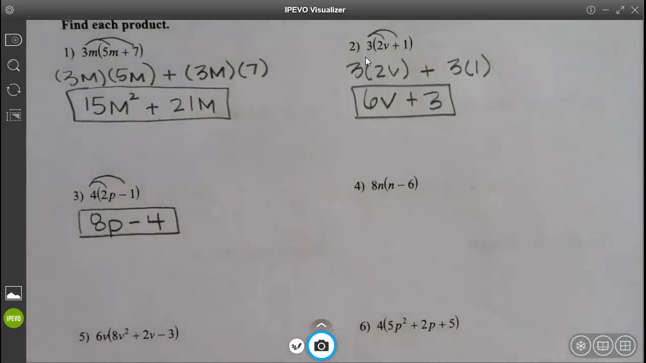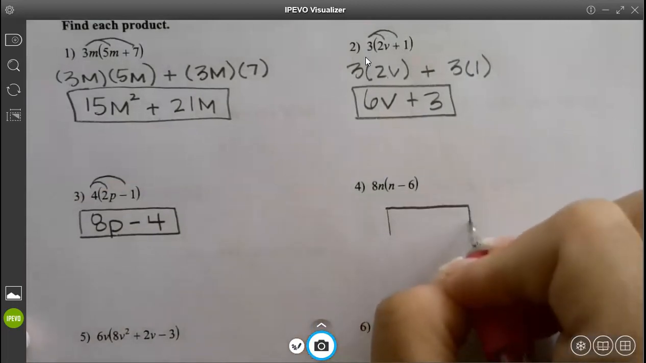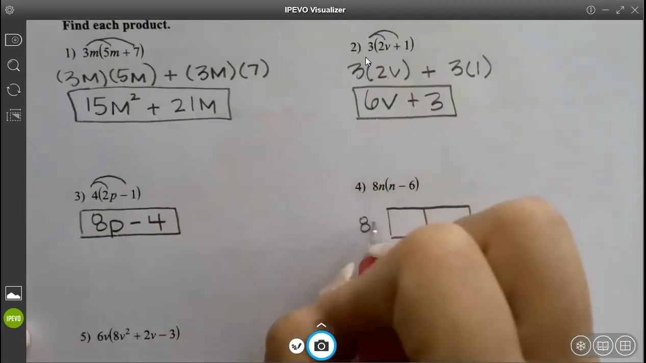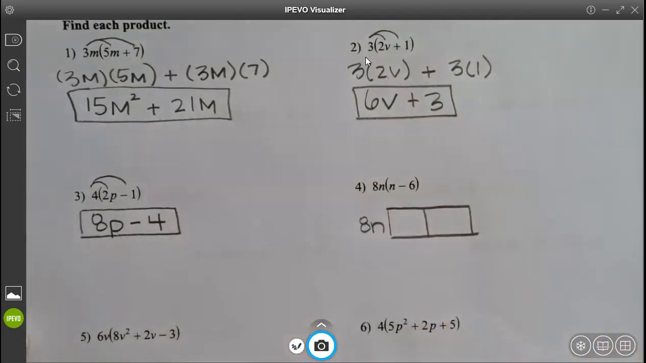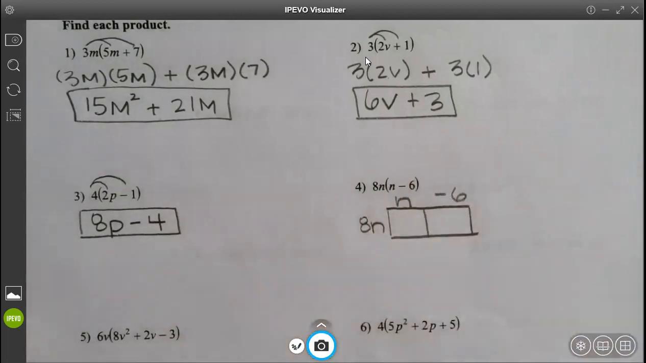Now, when we get to the next ones, 4, 5, 6, when we get definitely to 7, 8, 9, and 10, I do what's called box method. And typically I don't teach the box method on these because you already come in knowing how to distribute, but seeing as how last year was kind of crazy, I'm going to go ahead and teach you that as well. So this is what you do. You make a box. And on the side, we're going to put the first thing, which is 8n. And on the top, we have an n and a -6.